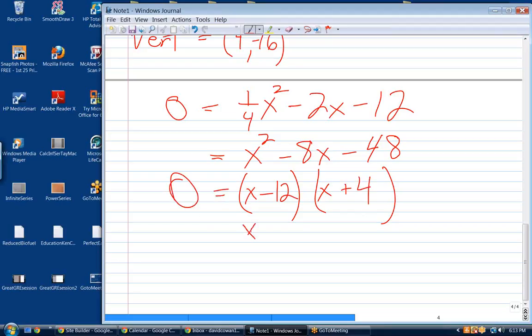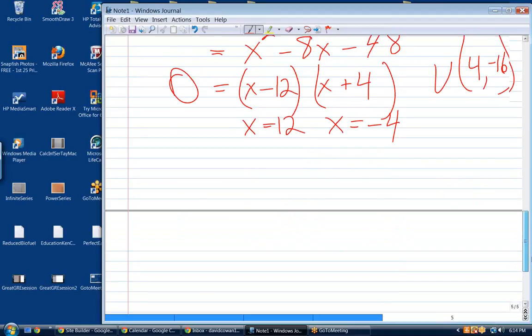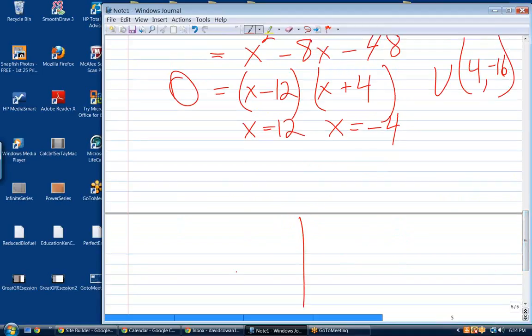Okay. So x equals 12 is one intercept. X equals minus 4 is another. I've got a vertex at, what was that? 4, minus 16. Now, piece of cake to graph. 4, minus 16, let's call that point. X-intercepts of minus 4 and plus 12. There's our 3 points. Easy to graph.